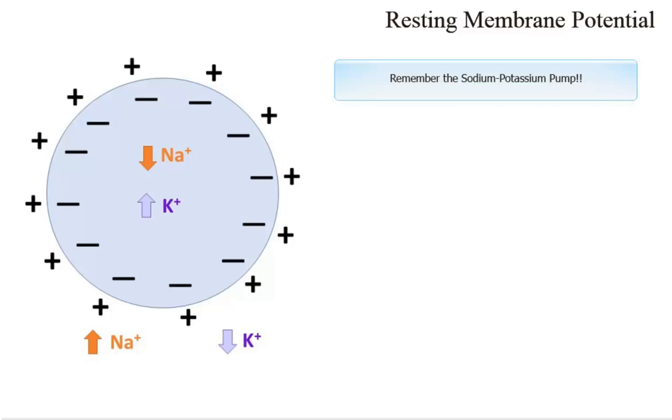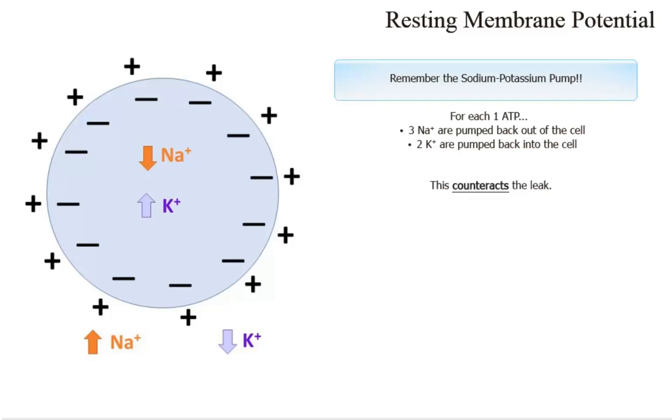We talked about this pump earlier in the semester, and if you recall, the sodium-potassium pump uses 1 ATP to pump 3 sodiums out of the cell and to pump 2 potassiums into the cell. So even though these ions are constantly leaking, the sodium-potassium pump is putting them back to maintain high potassium inside the cell and high sodium outside the cell. If these pumps ever stopped working, your neurons could not function and you would die.